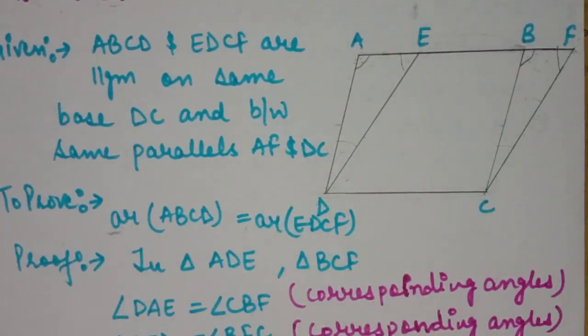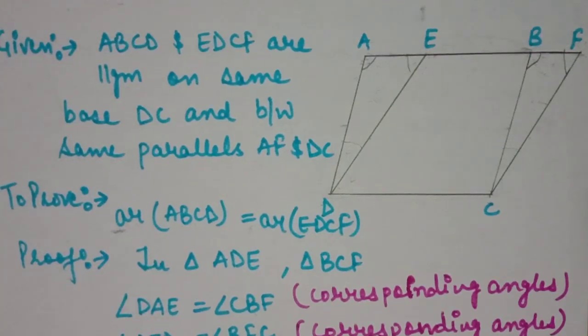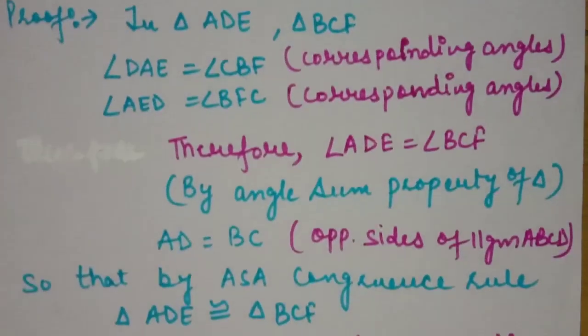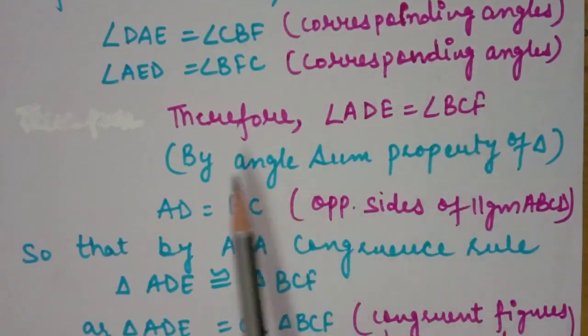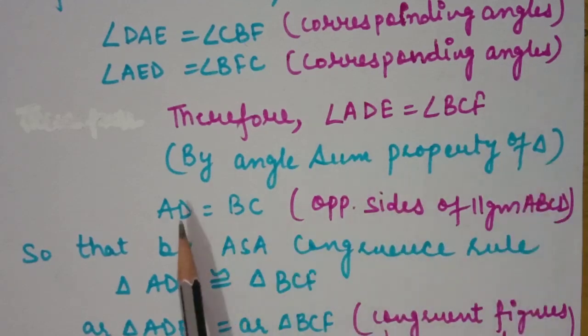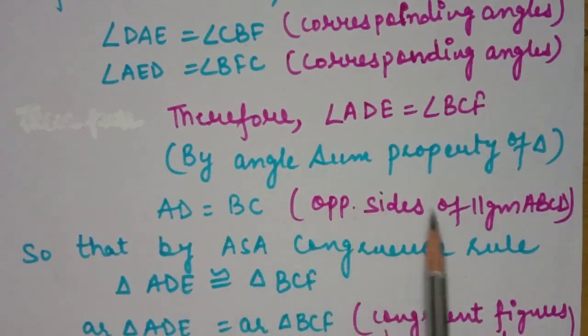So students, you have so many methods to prove these two triangles are congruent. You try any method by your choice. I choose this method. This angle is equal to each other by angle sum property of triangles. AD is equal to BC, opposite sides of parallelogram. So by ASA congruency rule, triangle ADE is congruent to triangle BCF.